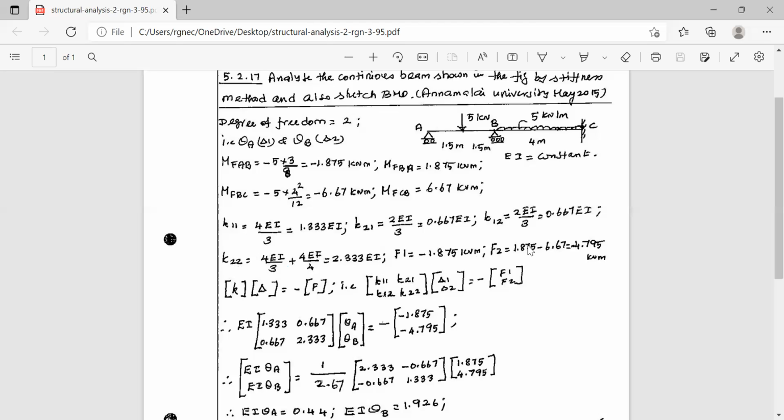And these are the unbalanced moments, which is the sum of the fixed moments. This is the sum of the fixed moment at point 1. And this is the sum of the fixed moment at point 2.